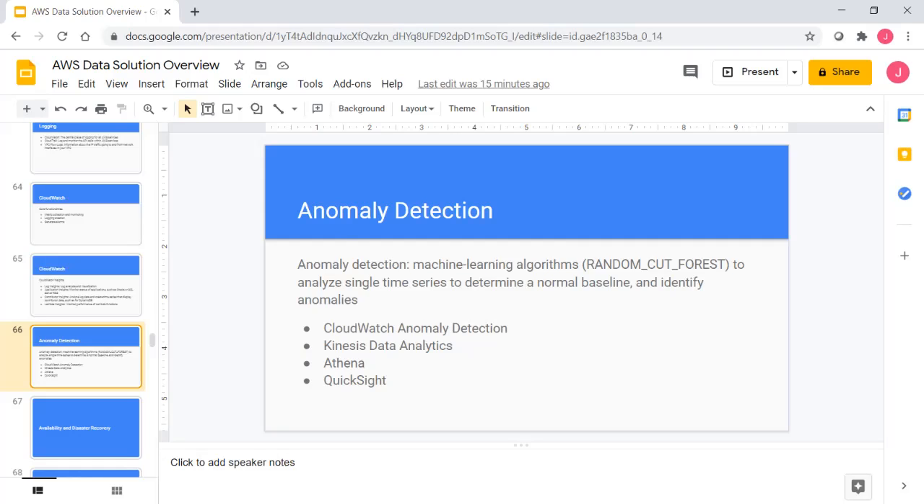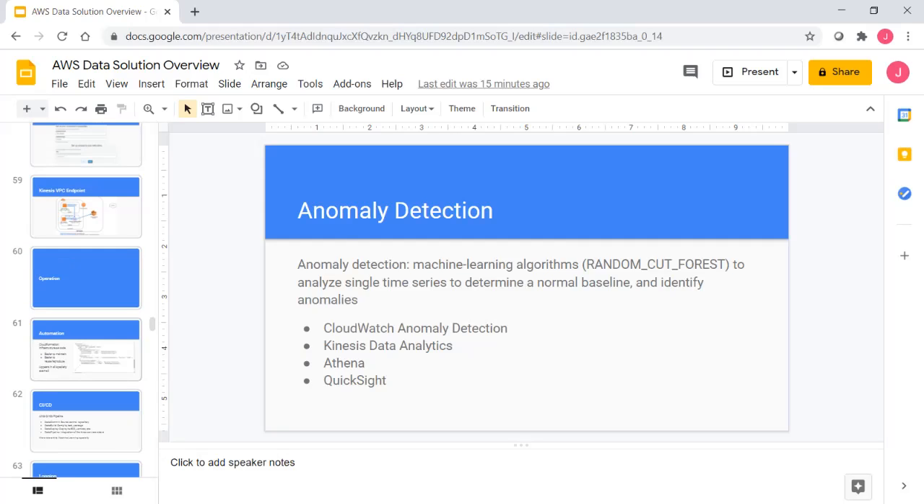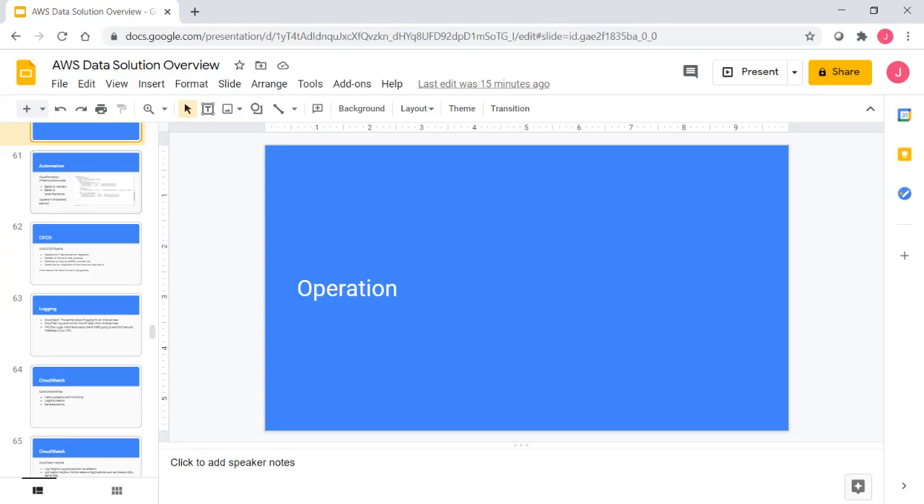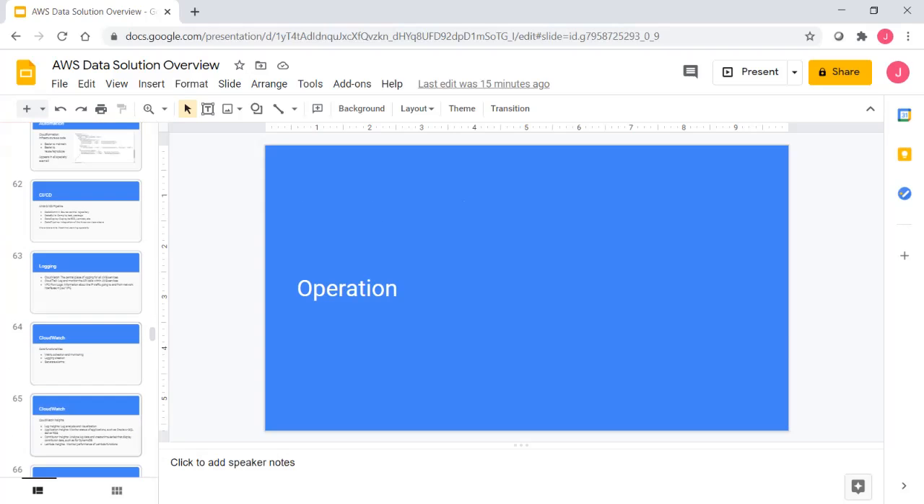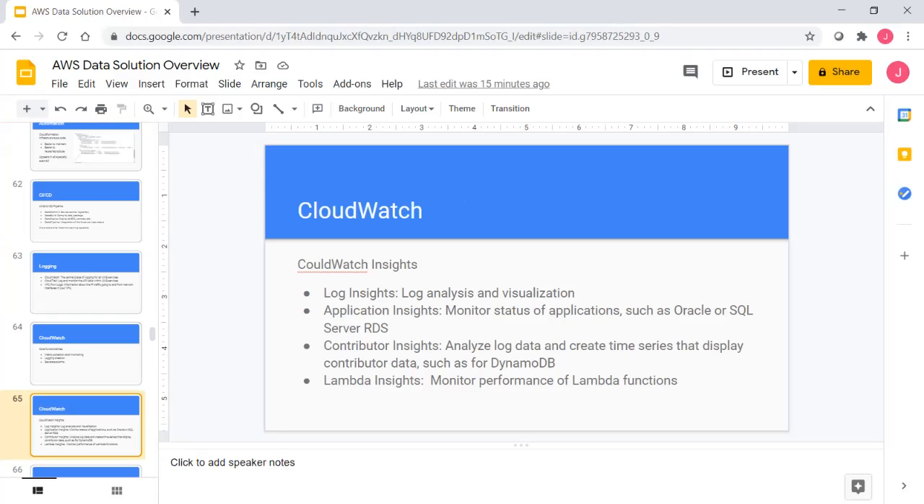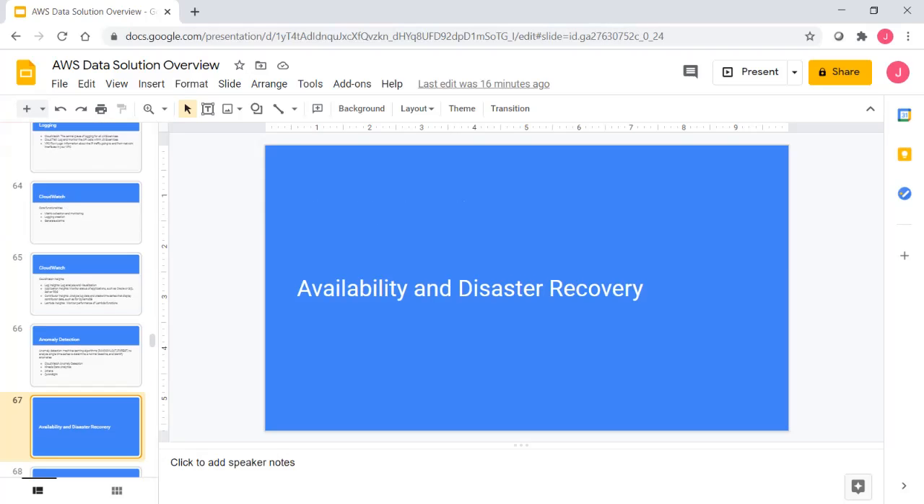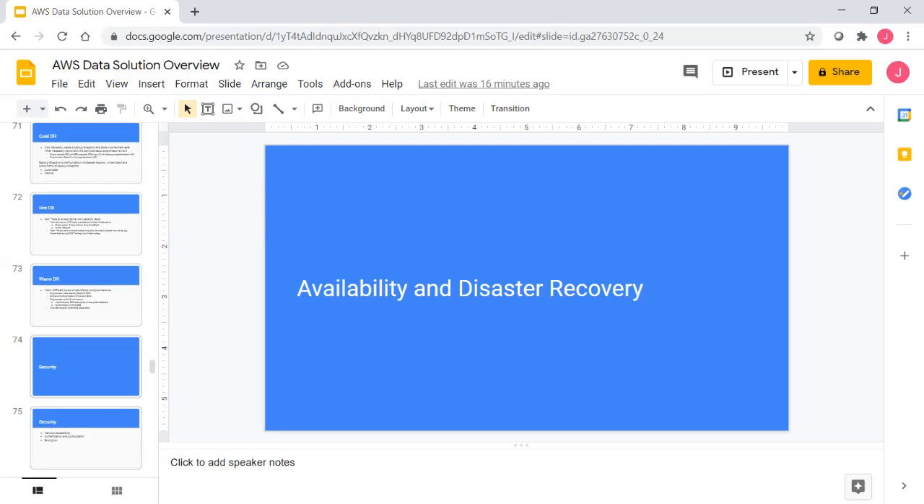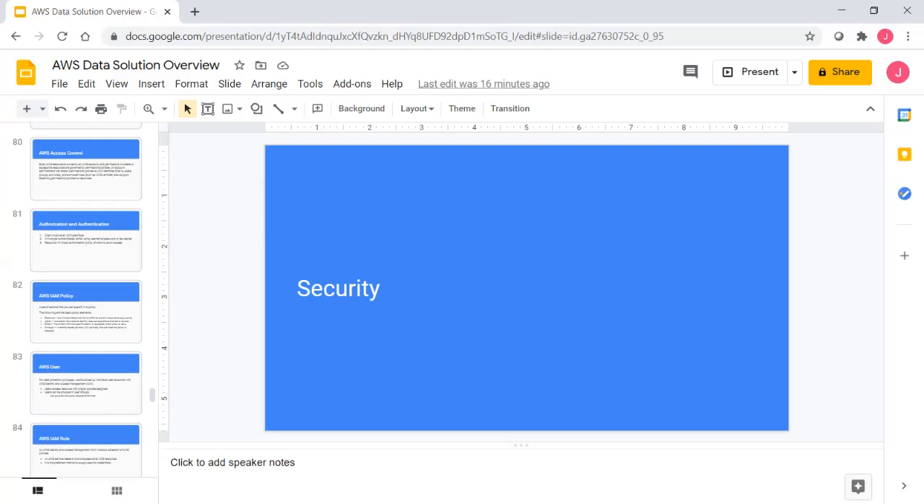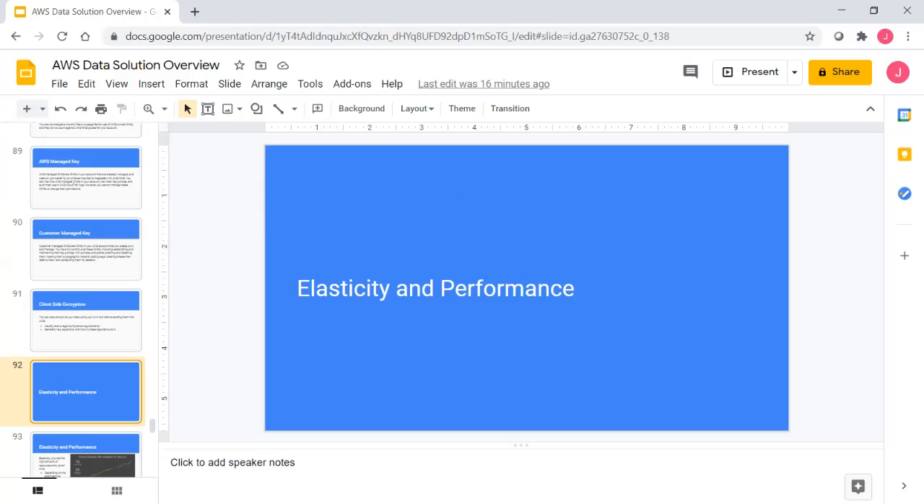Okay, so far we have discussed the physical implementation and the operation, and this concludes the first part of this two-part series of advanced topic discussion. In the next part, we are going to go through availability and disaster recovery, security, and elasticity and performance.